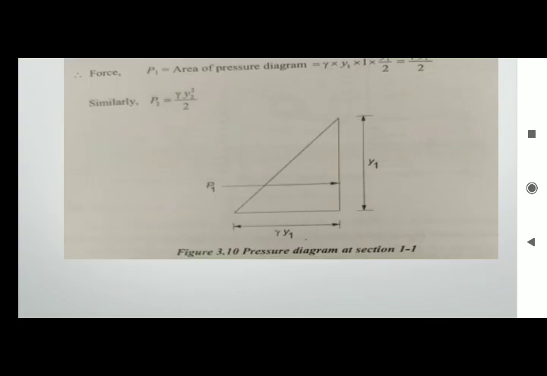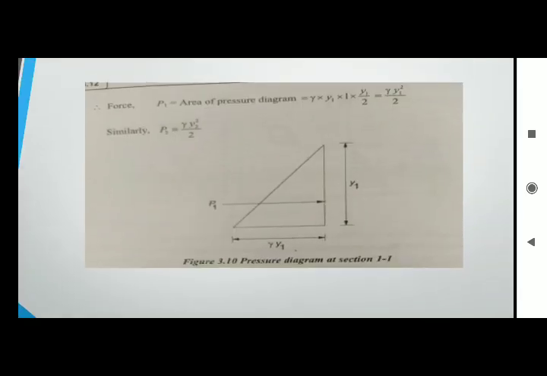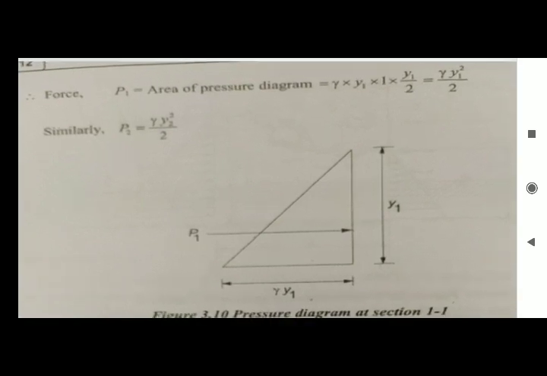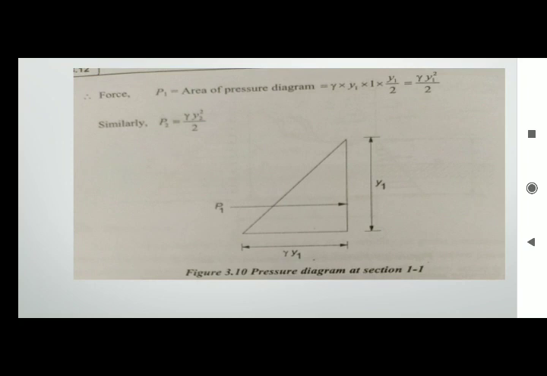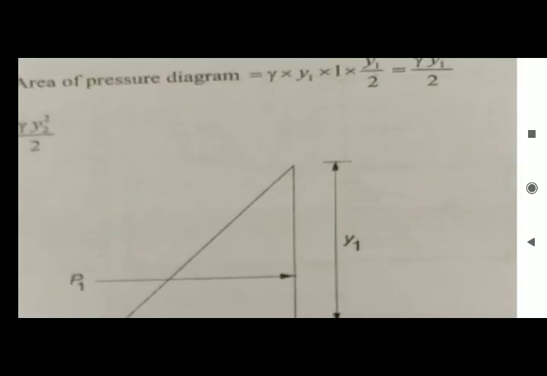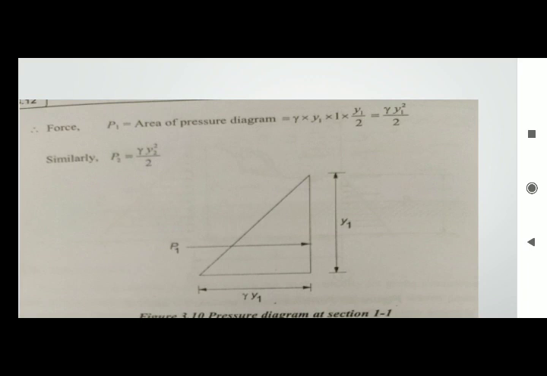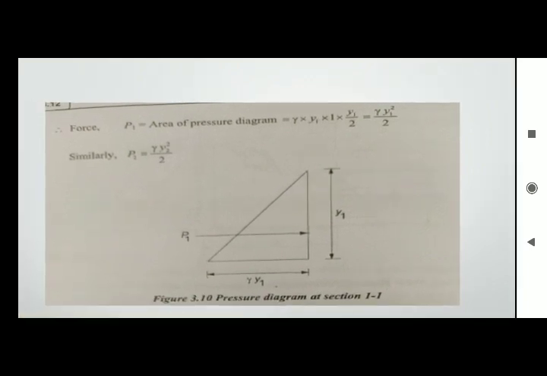Let's see. I am considering section 1. At section 1, as I already said, the pressure at the bottom will be gamma times y1. Then how can I calculate P1? P1 is the pressure force, which is the area of this pressure distribution diagram. It's a triangular shape, so its area is half times breadth gamma into y1, times depth y1. So P1 is equal to gamma into y1 square divided by 2. Like that, P2 is equal to gamma into y2 square divided by 2.